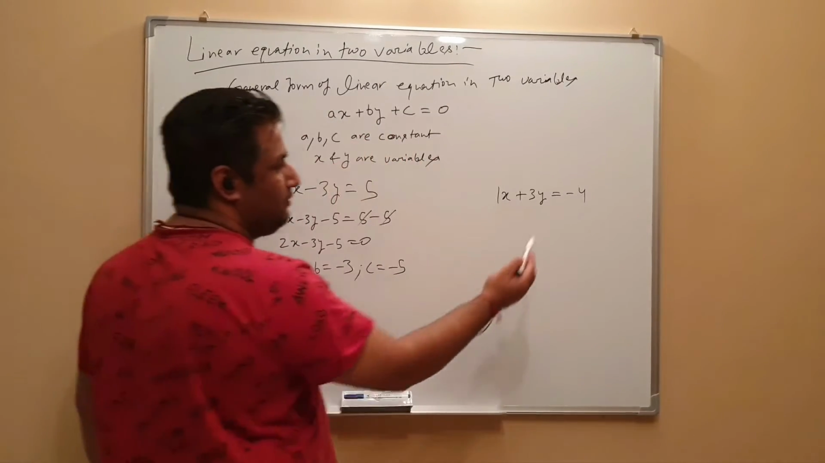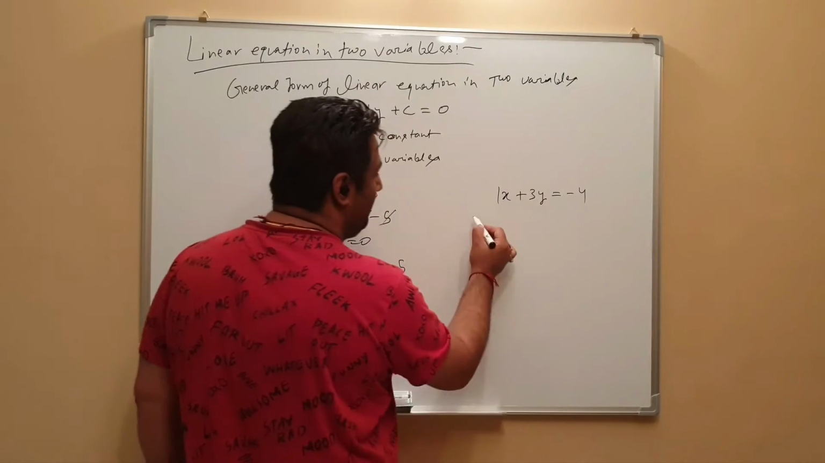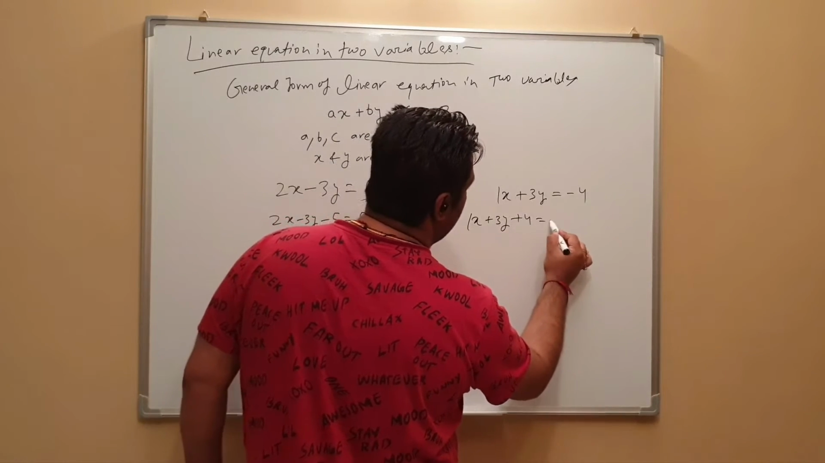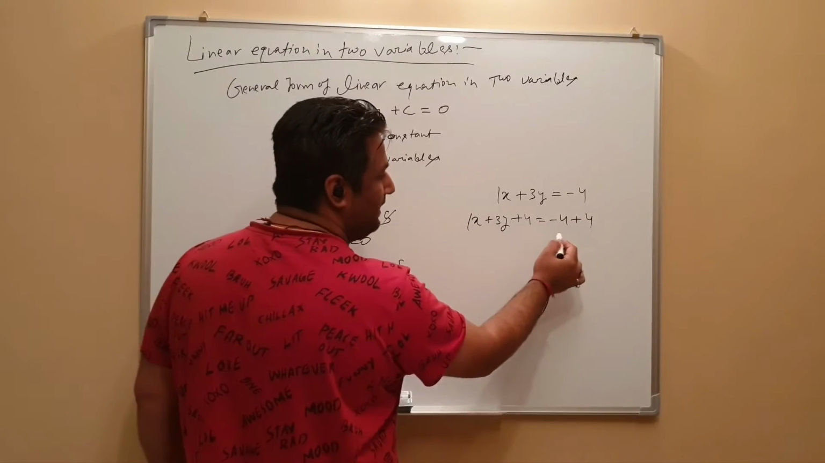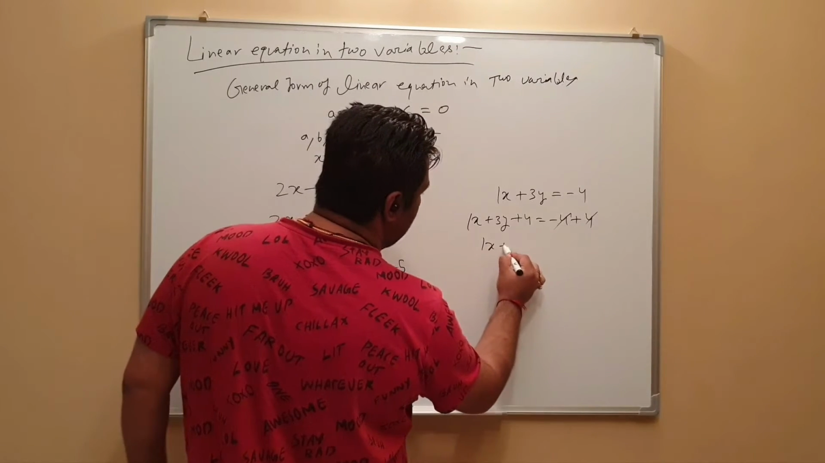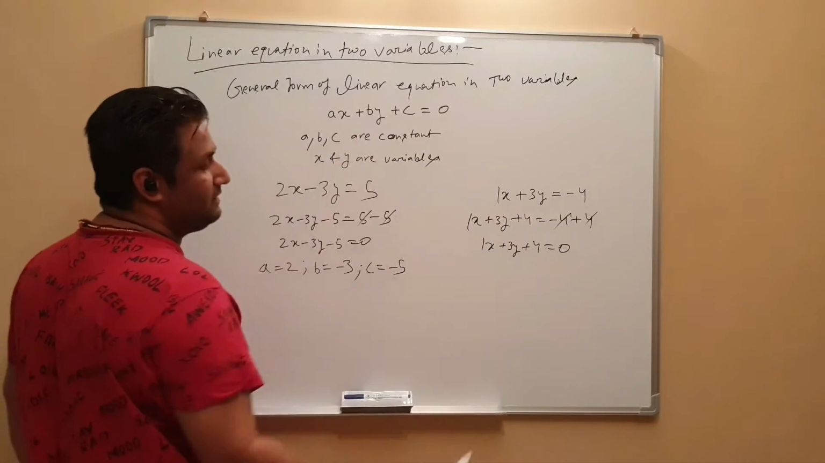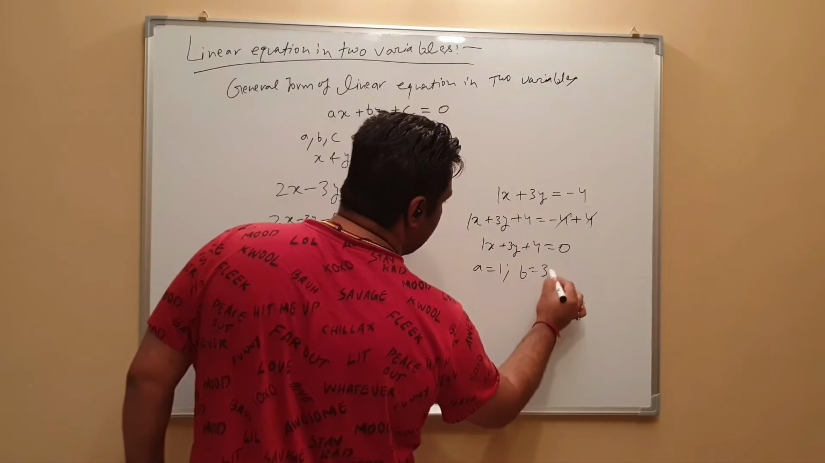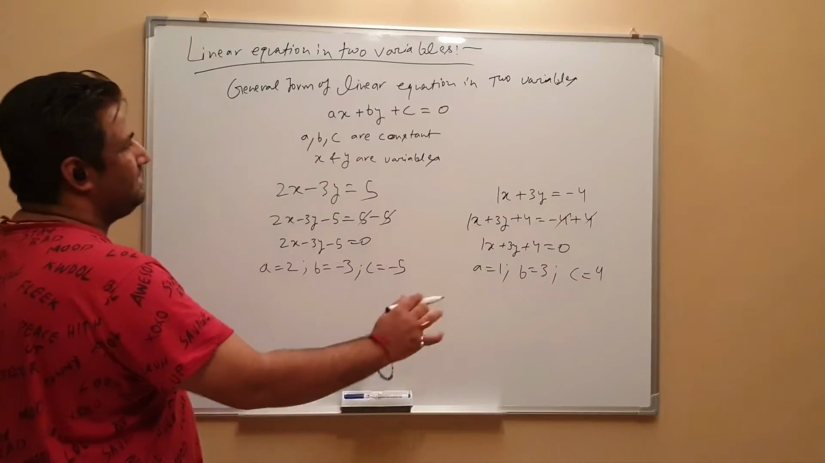Similarly we can do this one also. If you compare this with the general form, you can see that you have a negative 4 on the right hand side, which should not be there. You have to bring it to the left hand side. For that, we can just add 4 to both the sides. Once you add 4 on the right hand side, the negative 4 and positive 4 will get eliminated. So you will get 1x plus 3y plus 4 equals 0. Now you can easily compare with the general form and get the values of a, b and c. So a is going to be 1, b is going to be 3, and c is going to be 4. So just a simple comparison.